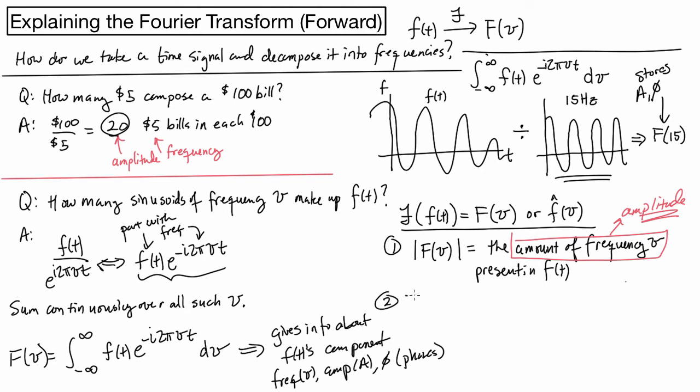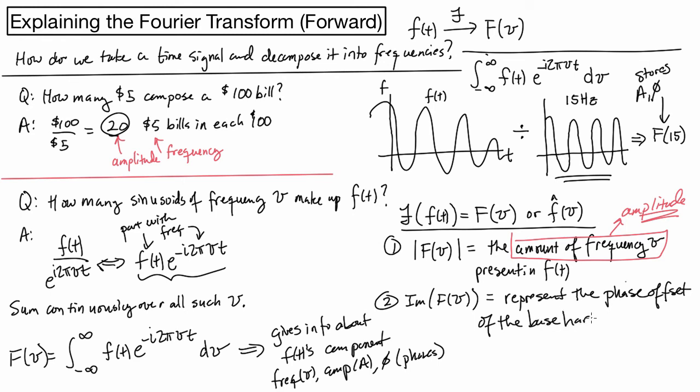Okay, I could also look at the imaginary part of this function, and remember, F of nu is potentially complex. If I looked at its phase, this would represent the phase offset of the base harmonic at that frequency.